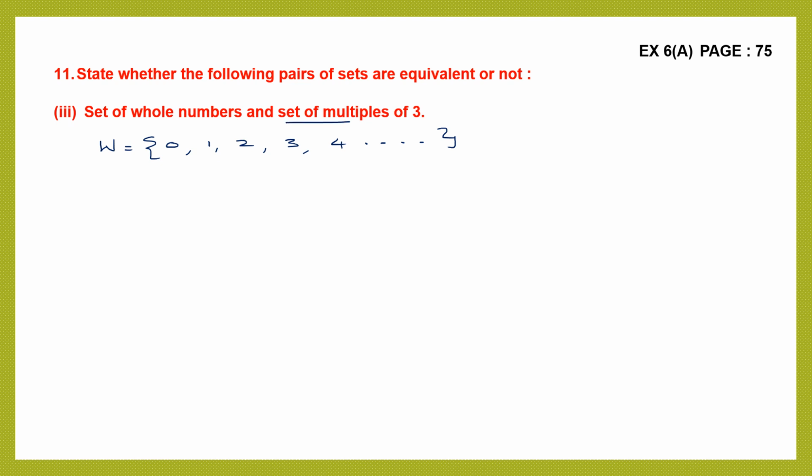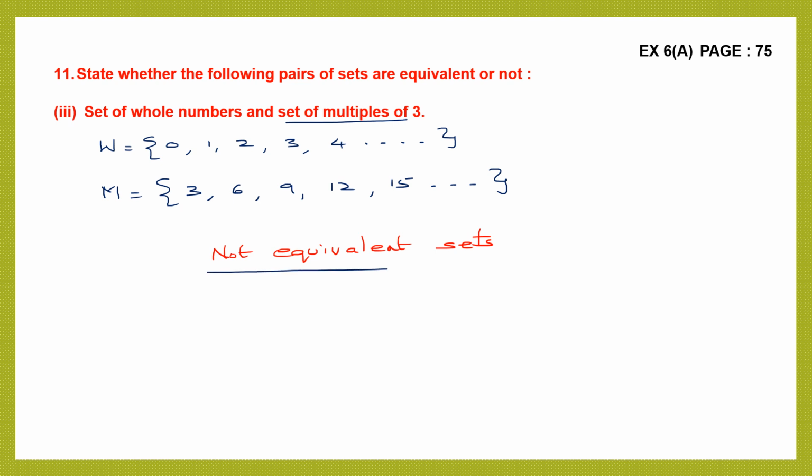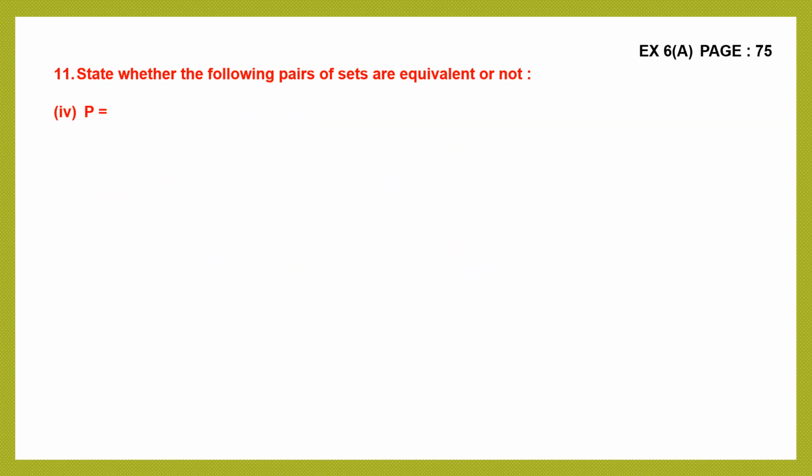And set of multiples of 3. So multiples of 3, if we have to write, it will be 3, 6, 9, 12, 15. Again, this goes on indefinitely. Whenever sets go on indefinitely, we are not able to count the number of elements, then we cannot say if they are equivalent or not. So these two sets also are not equivalent sets. So we can write it as not equivalent sets.